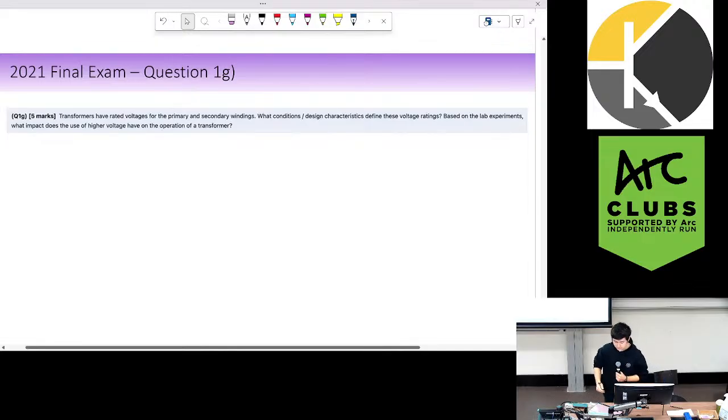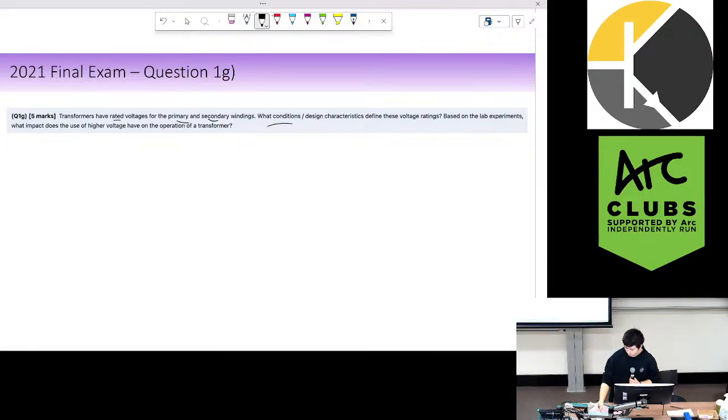Transformers have a rated voltage for the primary and secondary windings. What conditions or design characteristics define these voltage ratings? Based on lab experiments, what impact does the use of a higher voltage than our rated have on the operation of the transformer? So there's a couple things they want us to do here. Yes, we understand that there's a rated voltage for the primary and secondary.